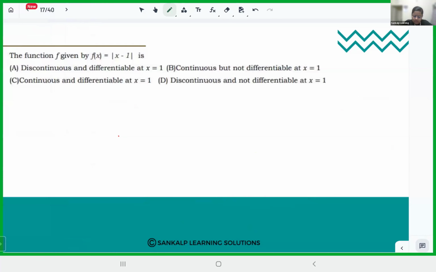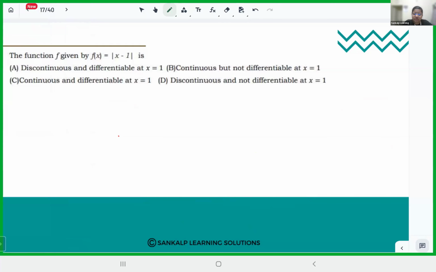Now, this one is our next question. The function f given by f of x equal to modulus of x minus 1 is... you are given four options, you have to choose the right one. They are saying that it is discontinuous and differentiable at x equal to 1. What can you say about that?